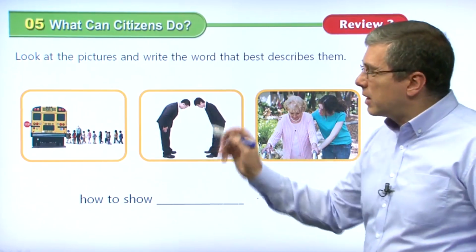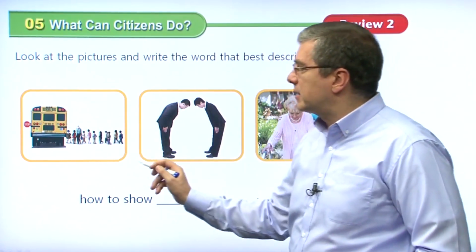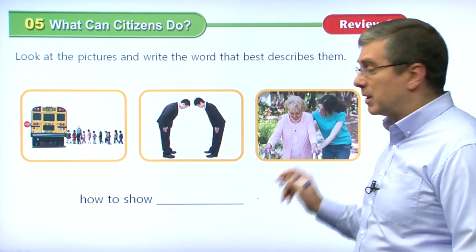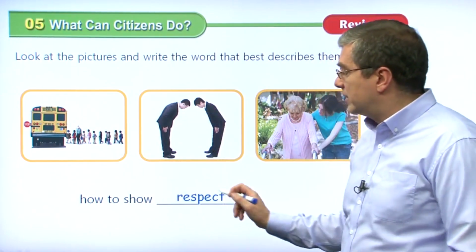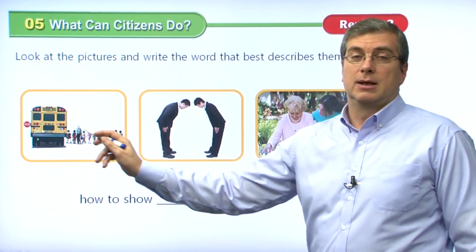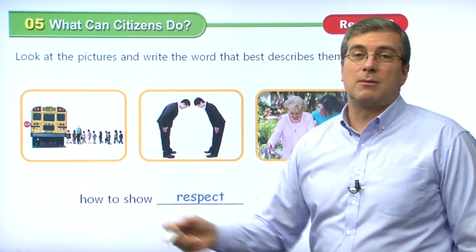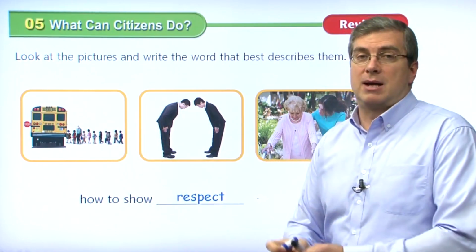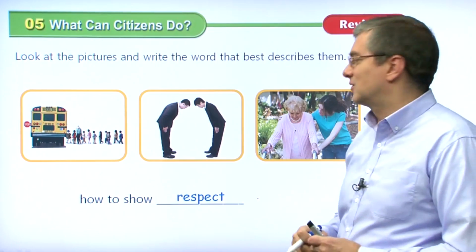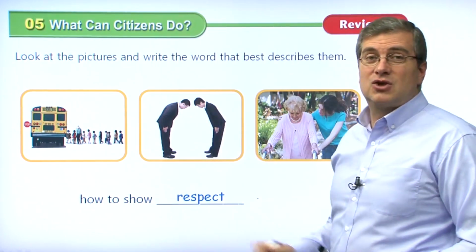And what's going on in these pictures? These people are showing something, these people are showing something, and these people are showing something. They are all showing respect. How to show respect? Line up. Get on the bus or get on the subway in an orderly manner, in a polite manner. Don't fight each other to get on the subway or the bus. Show respect to each other, right?